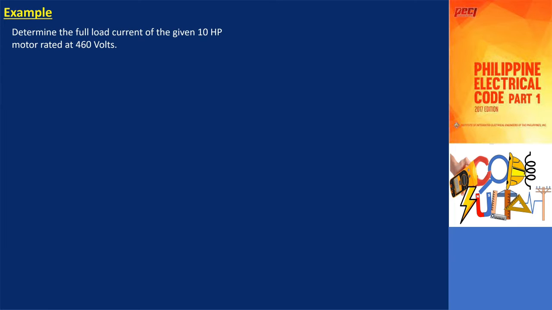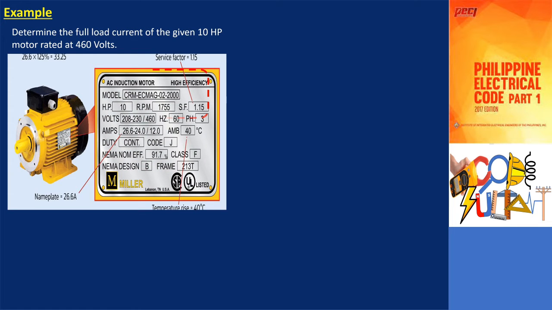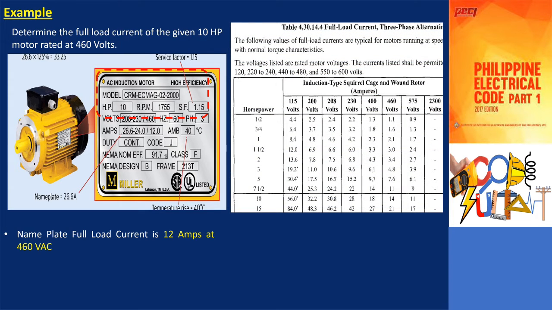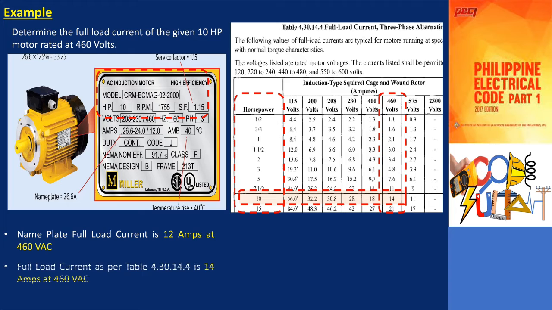Determine the full load current of the given 10 horsepower motor rated at 460 volts. To determine the load of a 3-phase, 460 volt AC, 10 horsepower motor with an ampere rating that is not available, Table 4.30.14.4 can be used. First, locate the motor horsepower in the left-hand column of the table. Then, find the corresponding full load current value for 460 volts, which is 14 amperes.